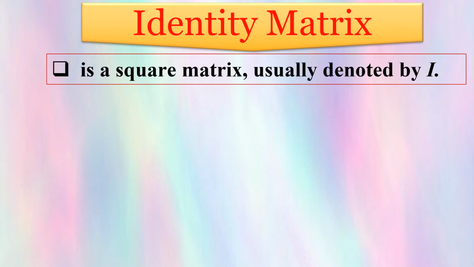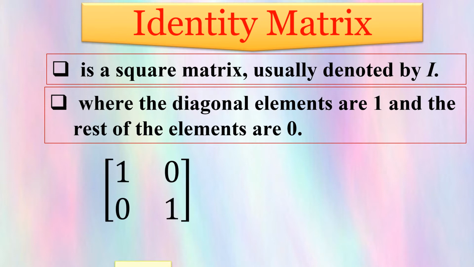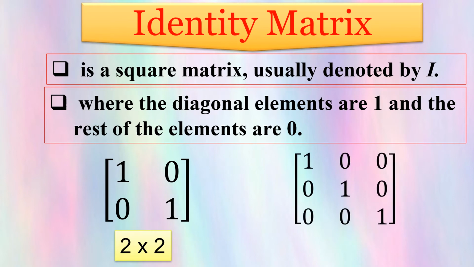It is a square matrix, usually denoted by I, where the diagonal elements are 1 and the rest of the elements are 0. So we have this example, a 2 by 2 and another one, a 3 by 3. As you can see, the diagonal elements for both the matrices are 1 and the rest of the elements are 0.